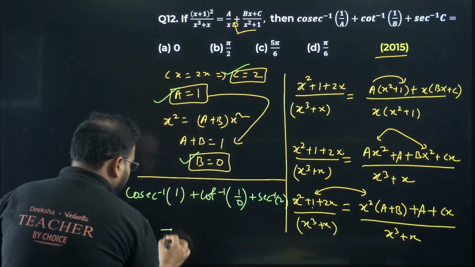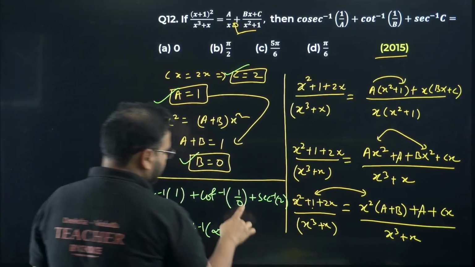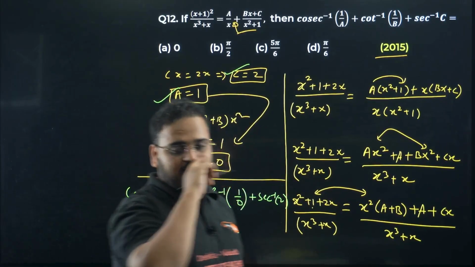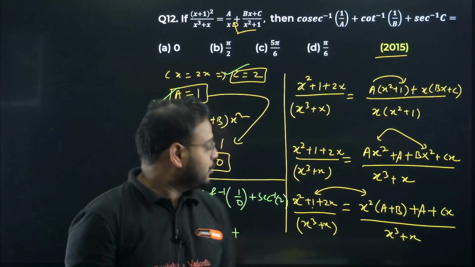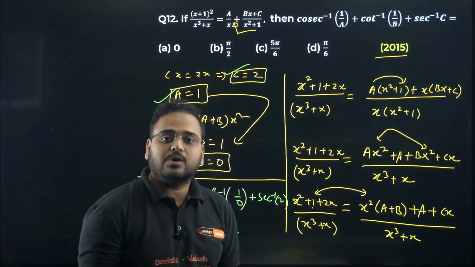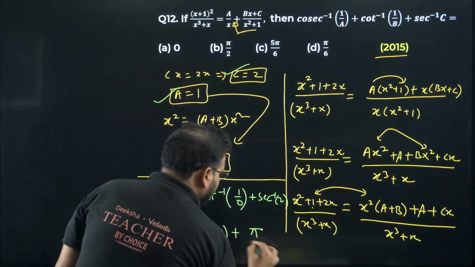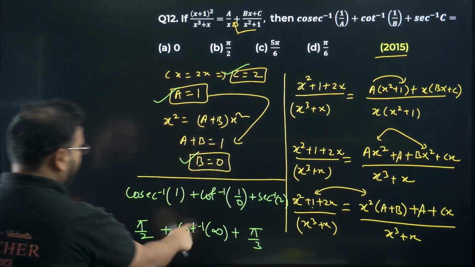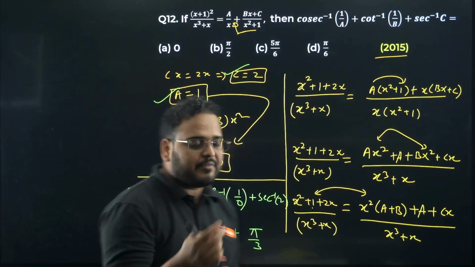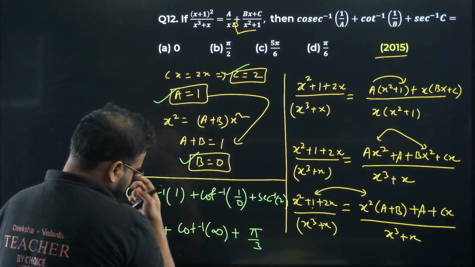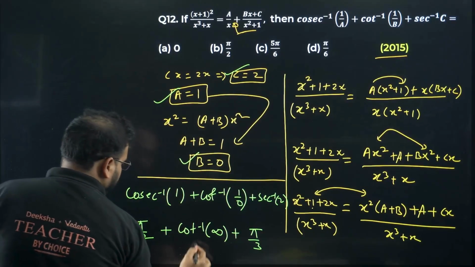Now this is cot inverse of infinity. Sec inverse of 2. What is sec inverse of 2? It will be pi by 6, right? Because cos pi by 6 is 1 by 2. No, pi by 3 actually. So cos pi by 3 is 1 by 2, so sec pi by 3 is nothing but 2. We have here pi by 3. Cot inverse of infinity: tan 0 is 0, so cot 0 will be infinity. So this is going to be 0 only.